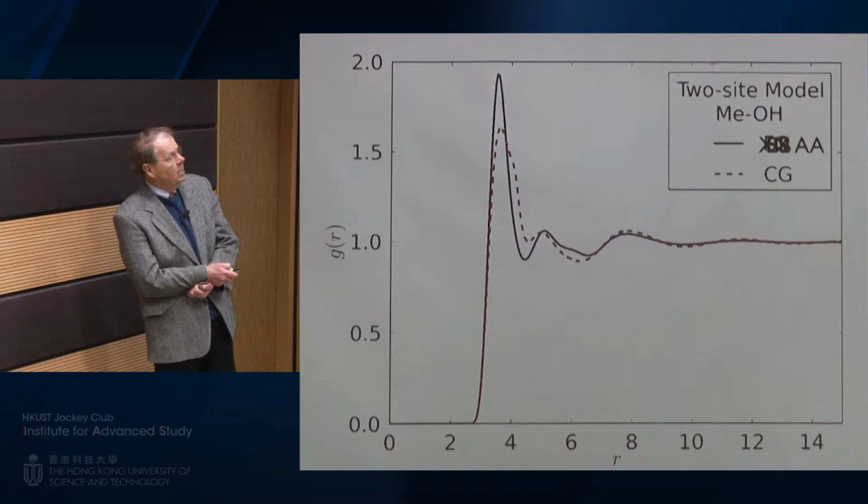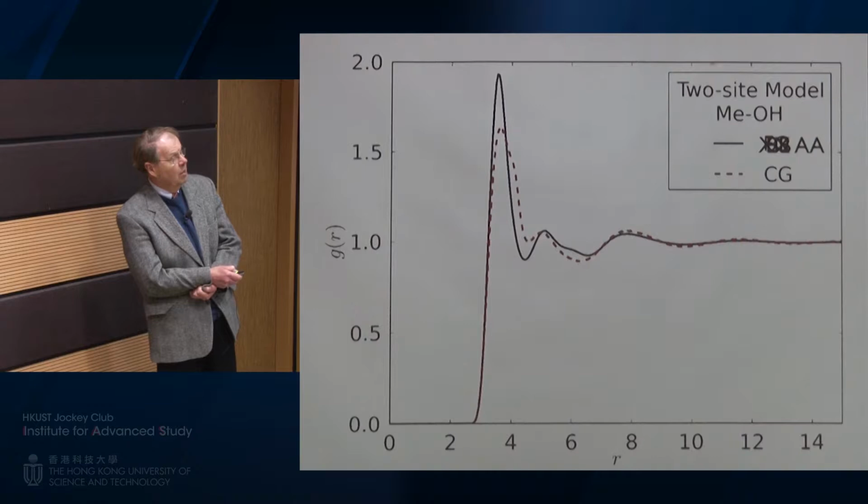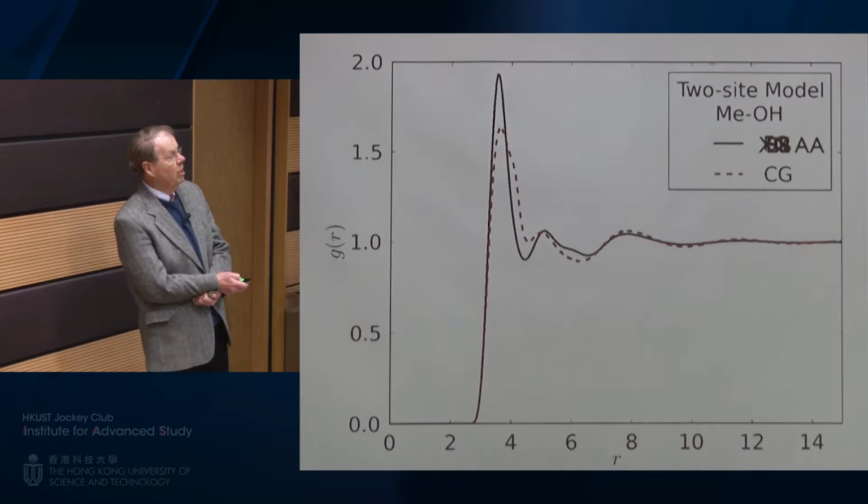In this case, the agreement is not as good. It's qualitatively correct. We get all the peaks, but some of the shapes are not quite right. This indicates that our coarse grain model is not perfect. However, this is a pretty good approximation, and the other two were rather good. So we've got a pretty accurate two-site model for methanol. And once again, we could go on to do simulations on much larger numbers of molecules for much longer values of time.